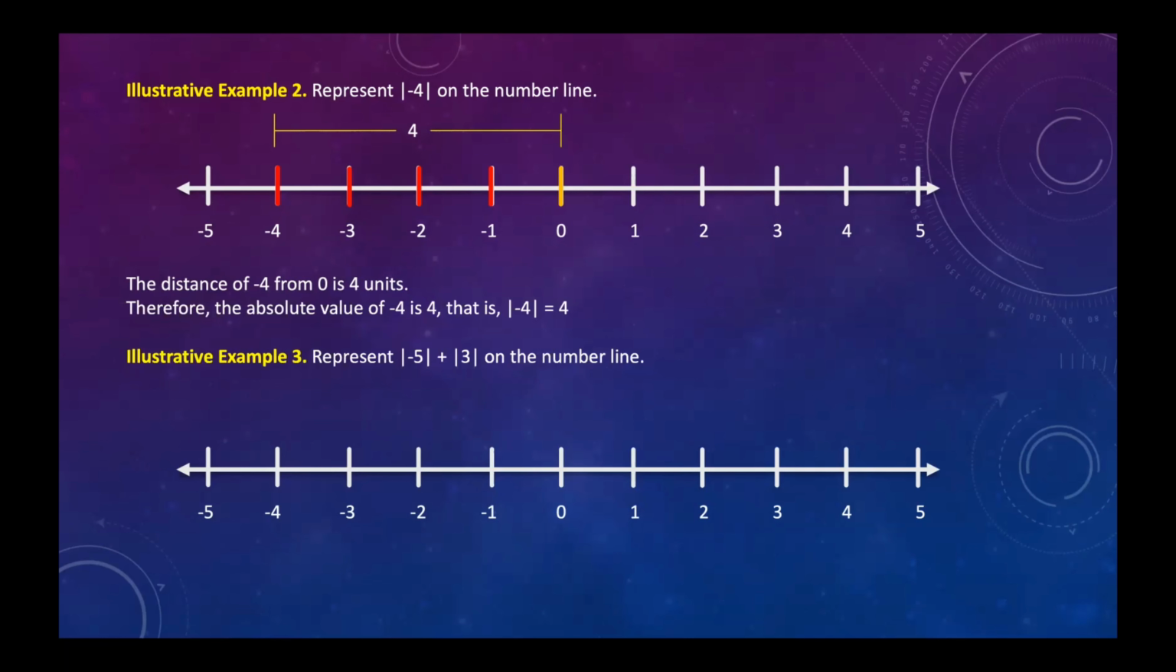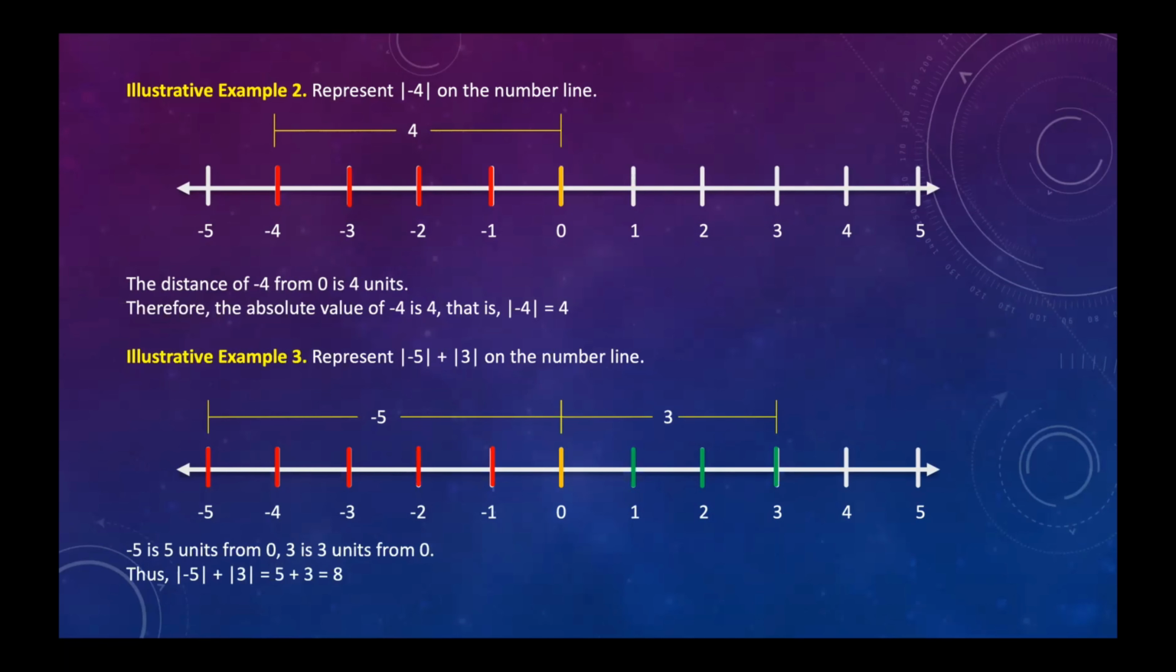So, same thing. Unahin muna natin yung negative 5. So, the distance of negative 5 from 0 is 5. And then, the distance from 0 to 3 is 3. Okay? So, pag in-add mo siya, always positive. Thus, the absolute value of 5 plus 3 is equals to 5 plus 3 is equals to 8. So, i-add mo lang yung distance ng negative 5 sa positive 3.